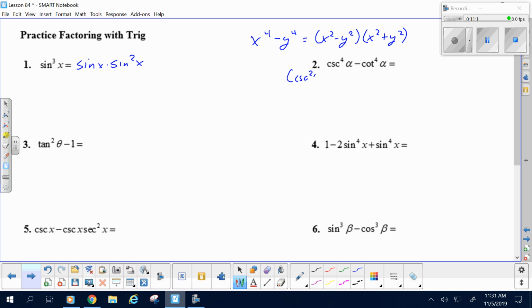Cosecant squared alpha minus cotangent squared alpha times. All right, one of those is an identity. So let's go a little further. Which one of those is a Pythagorean identity? Do you have your Pythagorean identities memorized?